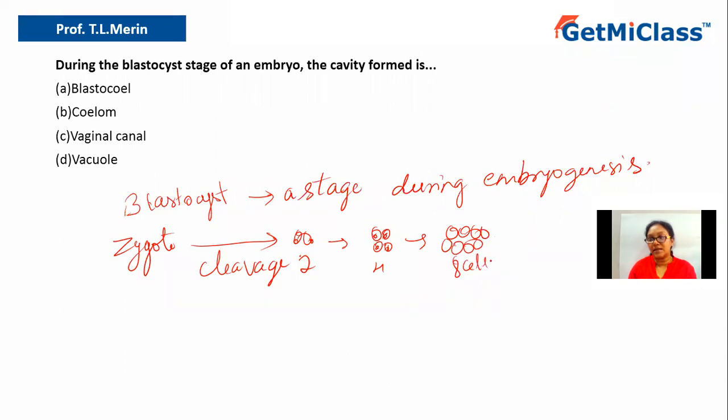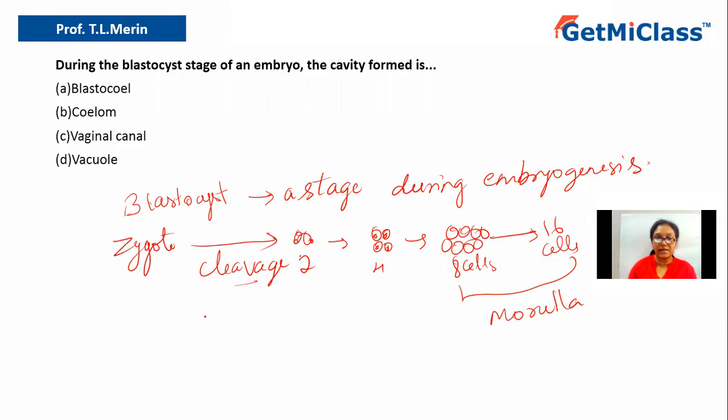From the 8-cell stage to the 16-cell stage, we call this stage morula. So from the zygote till the 8-cell stage, we call it the cleavage stage. Then you have the morula stage, where there are 16 cells.